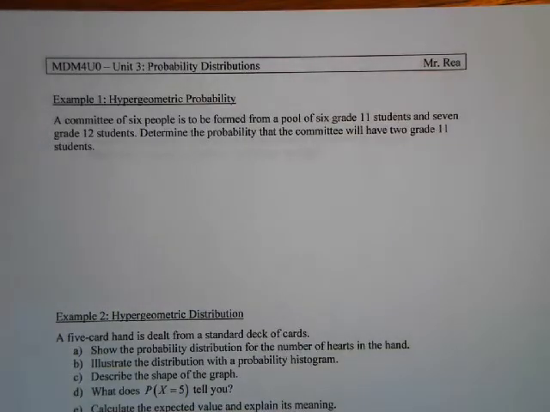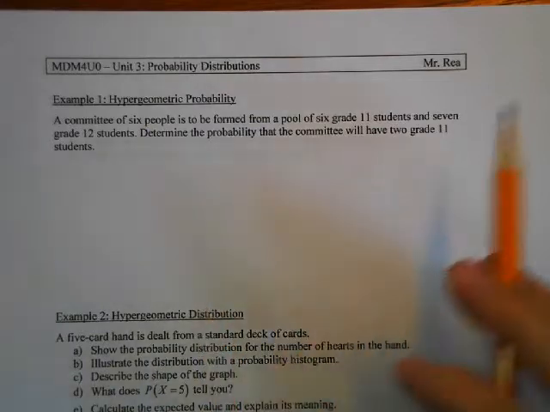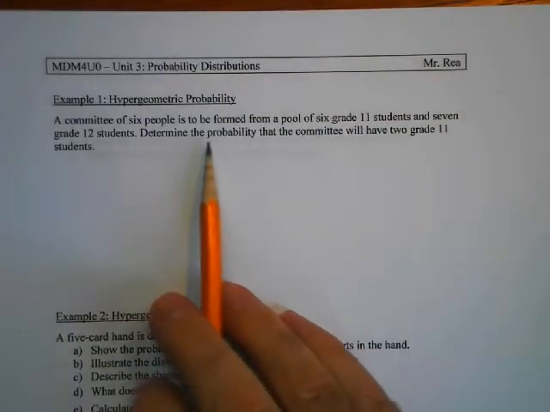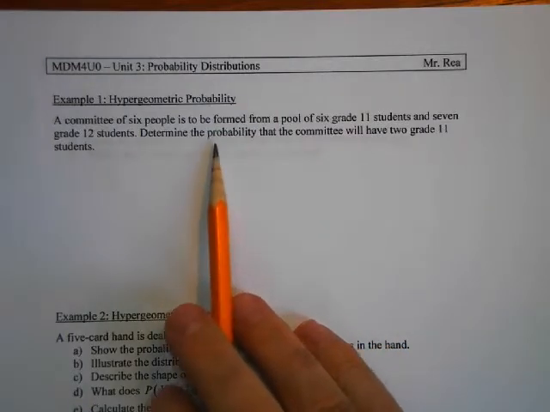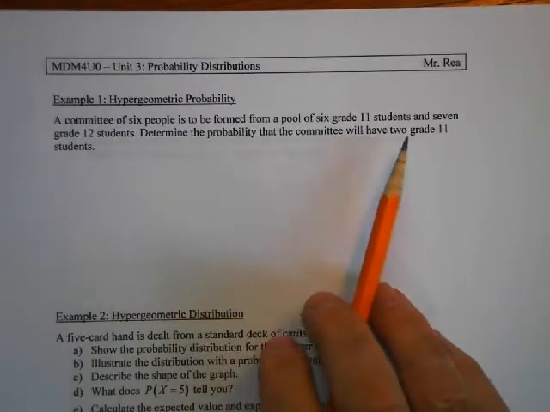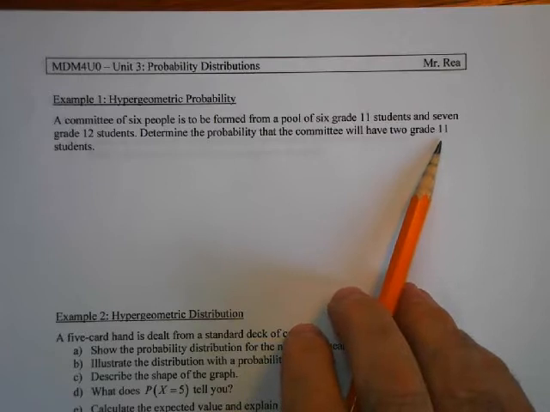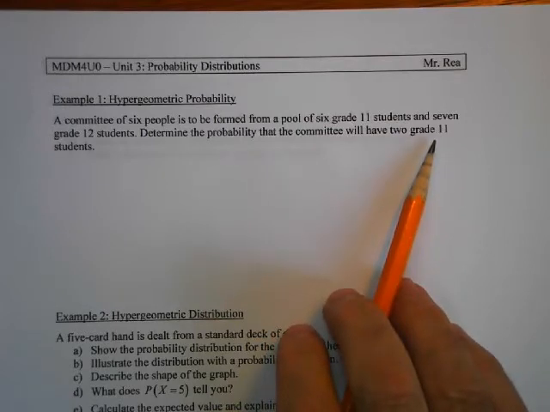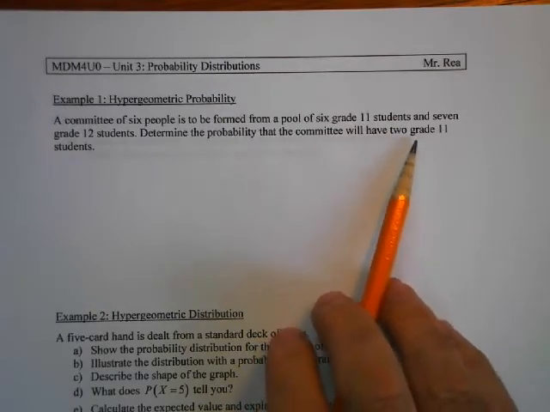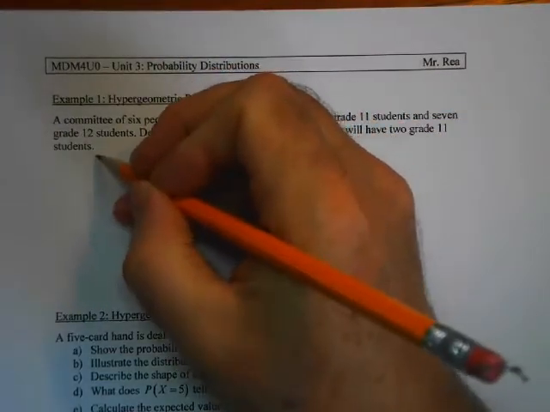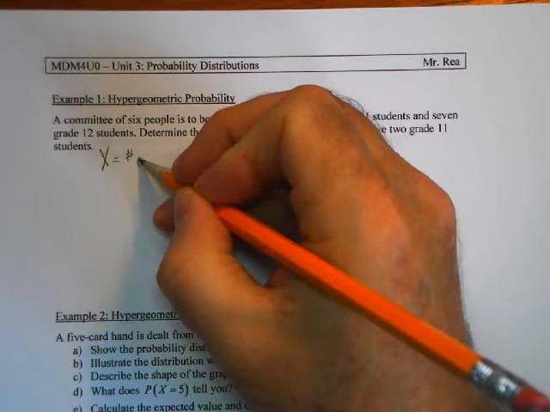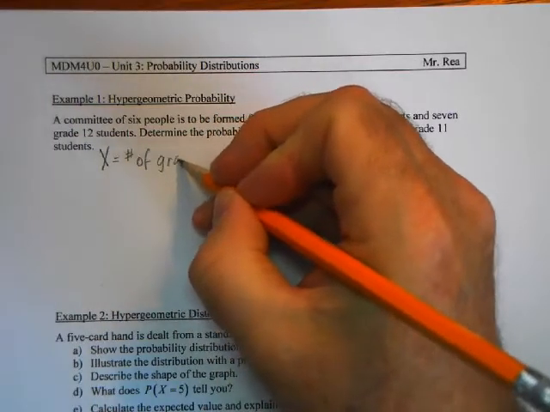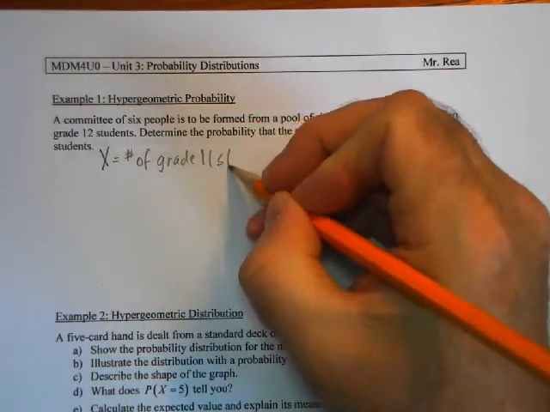Okay, so we're going to define a random variable like we do all the time, and that will depend on what we're trying to test here. Probability that the committee will have 2 grade 11 students. So the random variable will be the number of grade 11 students on the committee. So let's say that right up front. X is equal to the number of grade 11 students on the committee.